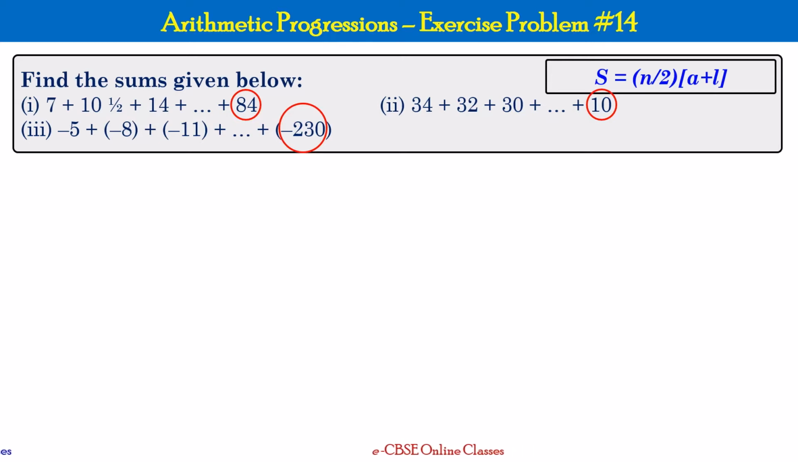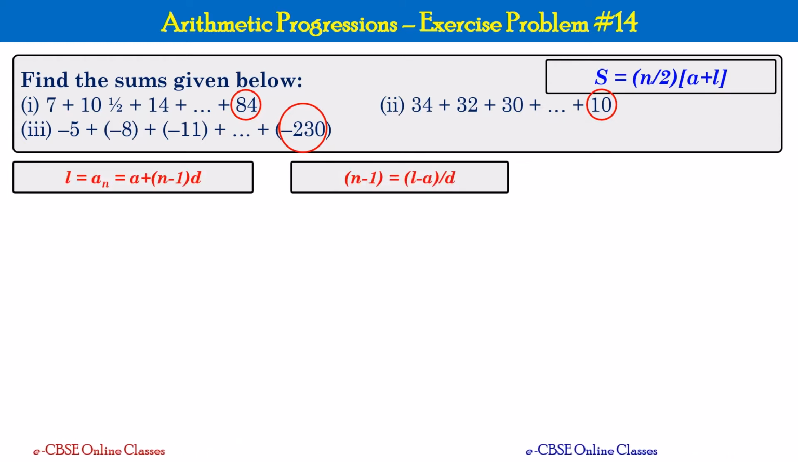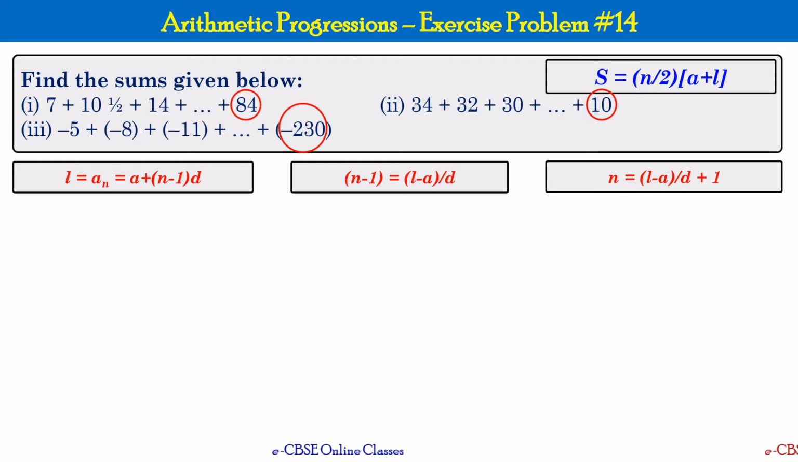How do we calculate that? We know the formula for the last term, or an, is equal to a plus n minus 1 into d. If you rearrange this, that becomes n minus 1 is equal to l minus a by d. So n is equal to l minus a by d plus 1, correct? So now let's build the solution step by step.